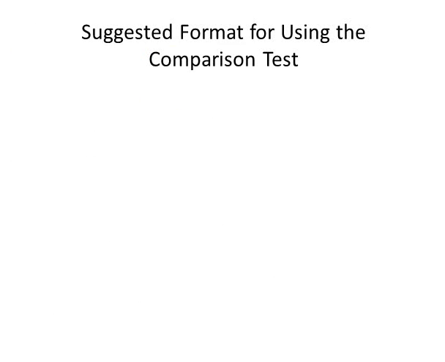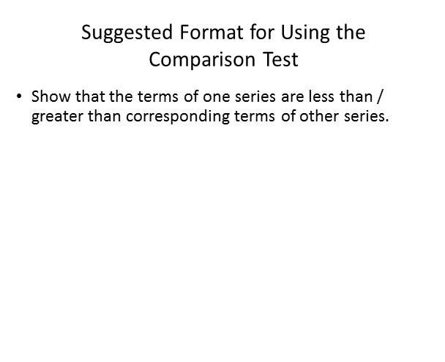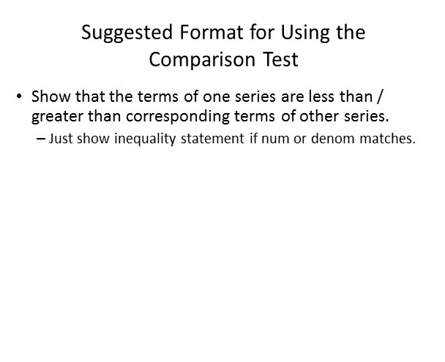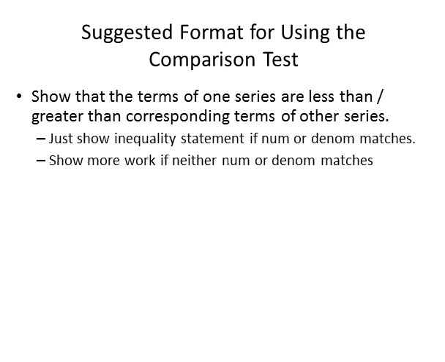Here's a suggested format for you to use when proving convergence or divergence of a series using the comparison test. First, provide a convincing argument that the series you're using in your comparison is less than or greater than the original series. If either the numerators or denominators of the two series match, then it will suffice to write an inequality showing which is greater. However, if neither the numerator or denominator of the two series matches, then you'll need to show some more work to defend the comparison.